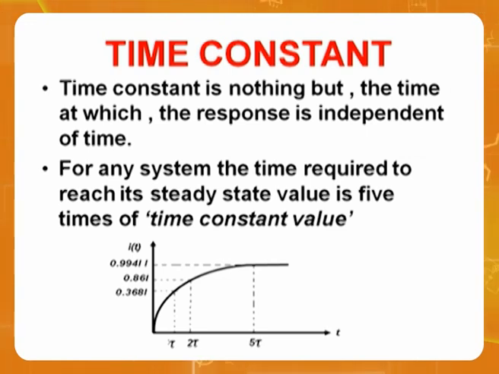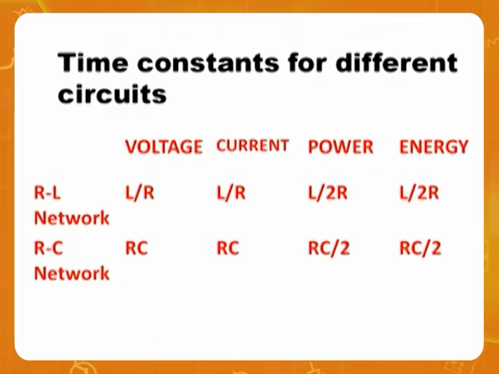That's called time constant. Now let me define different time constants. As I just mentioned, L by R for an RL circuit, and RC for an RC circuit. As I told you, if you see the units and dimensions, L by R is seconds, and R times C is also seconds.